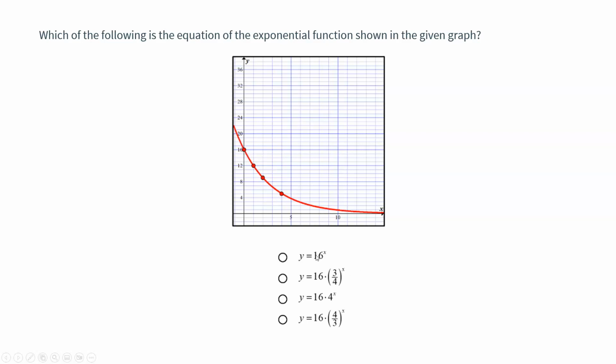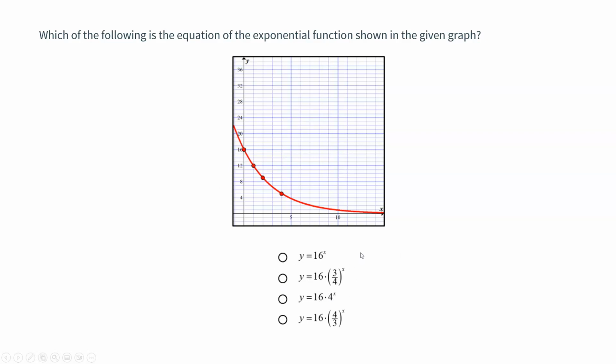So for instance, as you look at the possibilities for this, this is definitely a decay function. It is moving down as x increases. So that alone would tell you that this one's a growth, and this one, even though it's a fraction, it is over 1, it would be a growth. This is a decay. So really, the only one that's going to make sense is this one here.